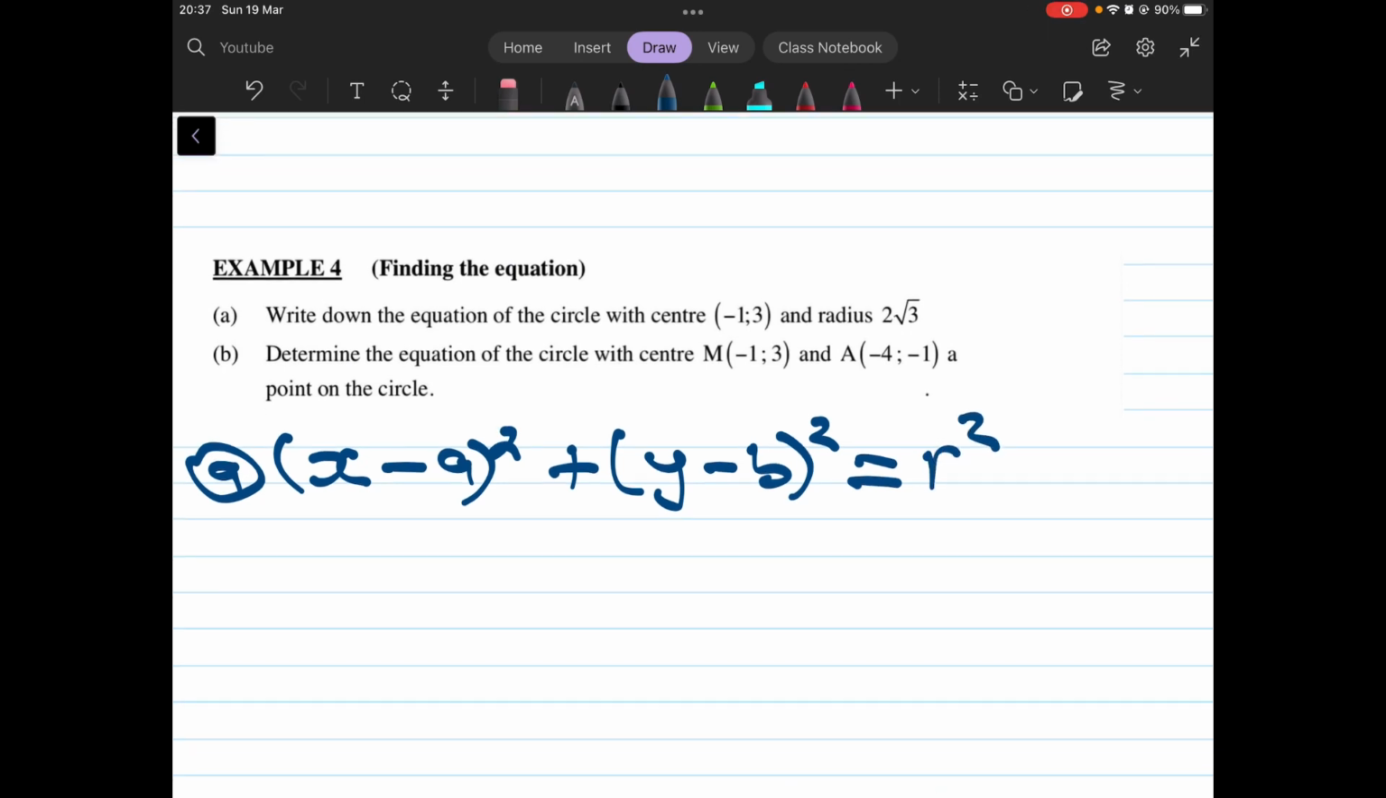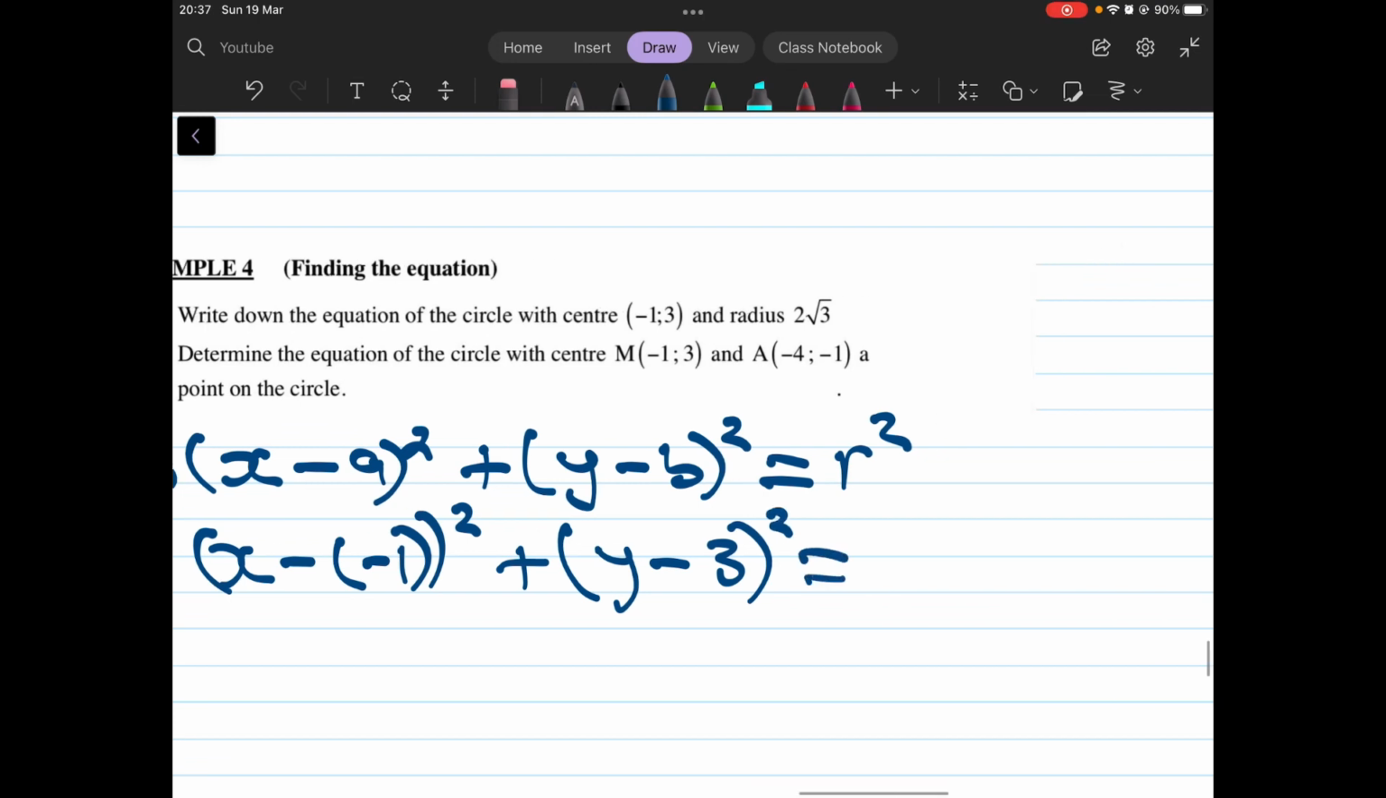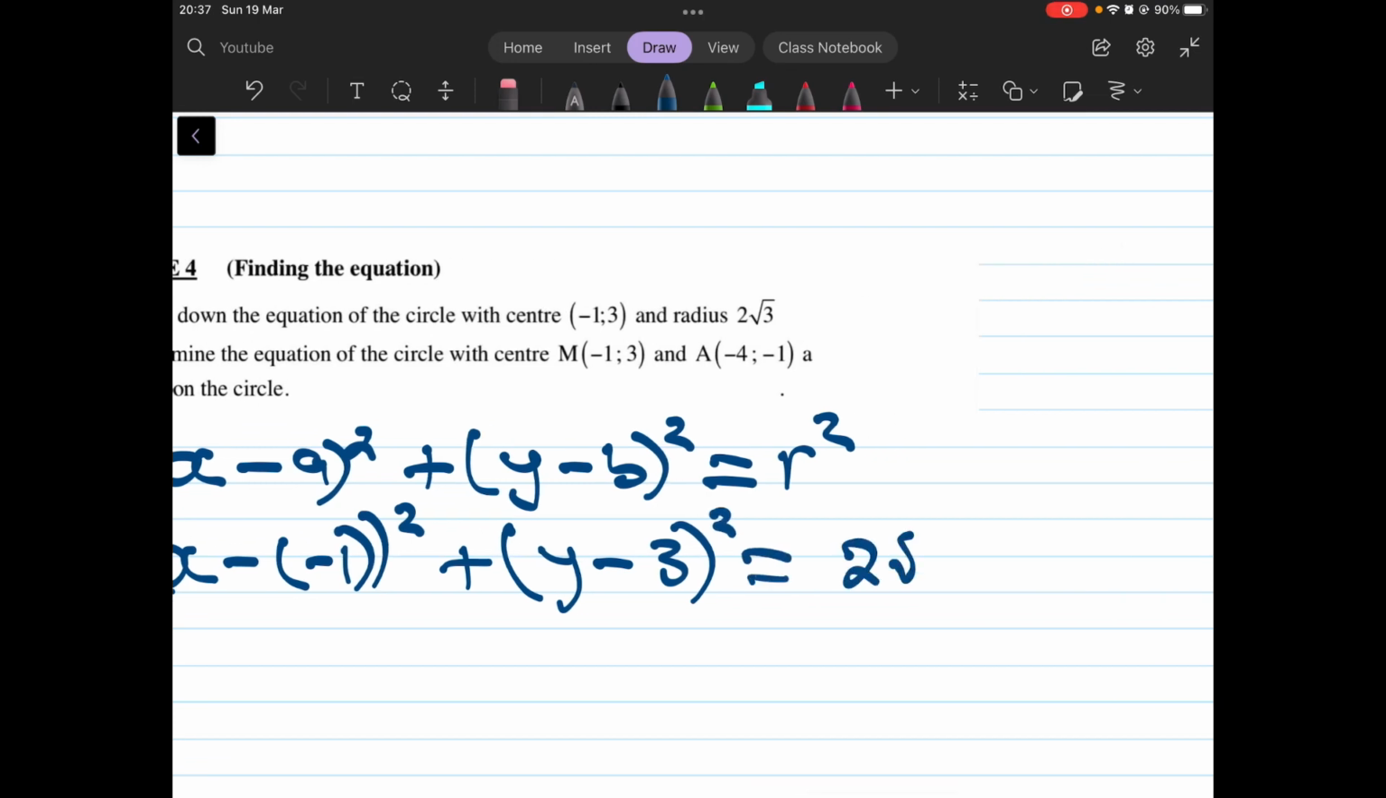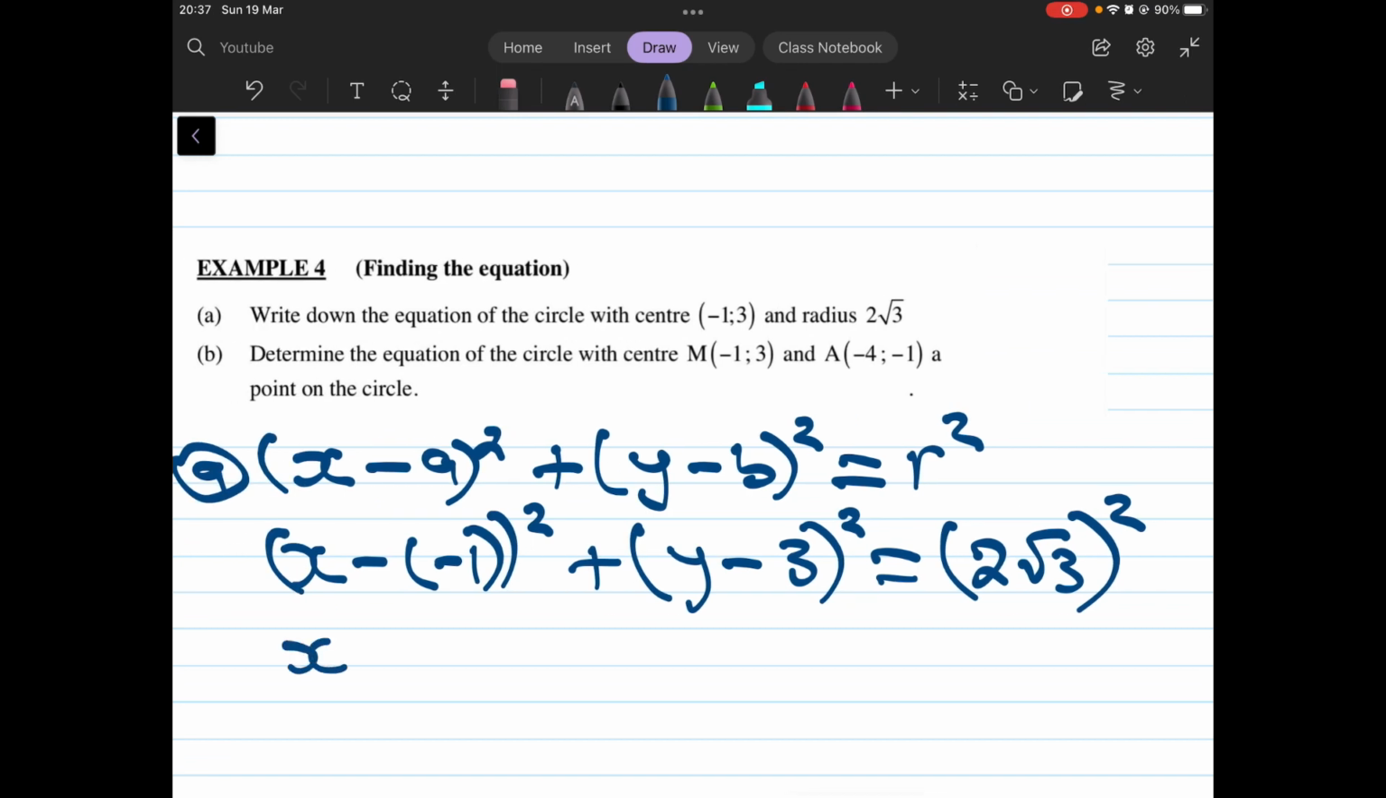So you are given the center, you just need to substitute that center. When you substitute that center, you know that your A is actually going to be -1, and then you square that. And then what is your B? Your B is actually 3. Then you square that. And what is your radius? Your radius is 2√3. Then you square that. Basically, you just needed to substitute this. There was nothing hectic about this.